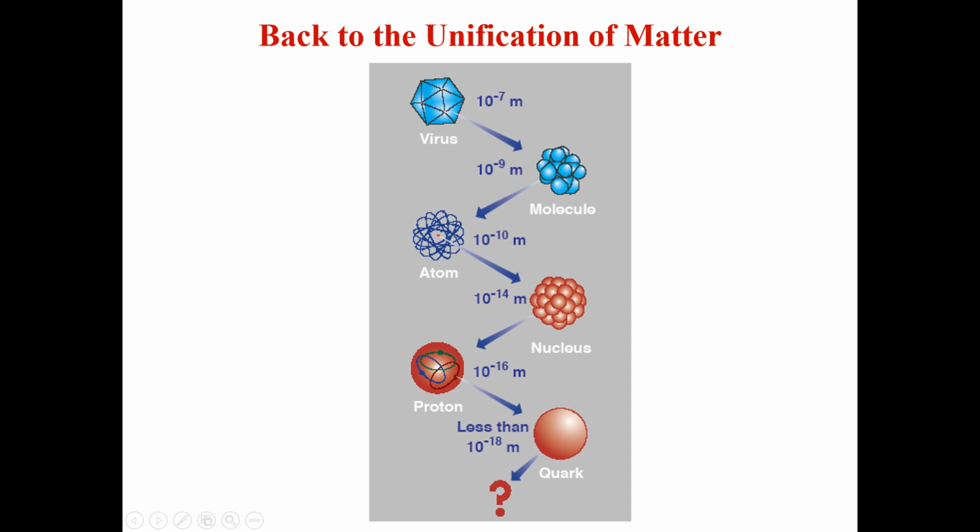But we do not have a full stop here. We can go even beyond this scale, and travel to less than 10 raised to power minus 18 meters. This is the scale where we can look inside the protons and inside the neutrons. And when we look inside the neutrons or the protons, we see the fundamental particles of matter, which we call the quarks.